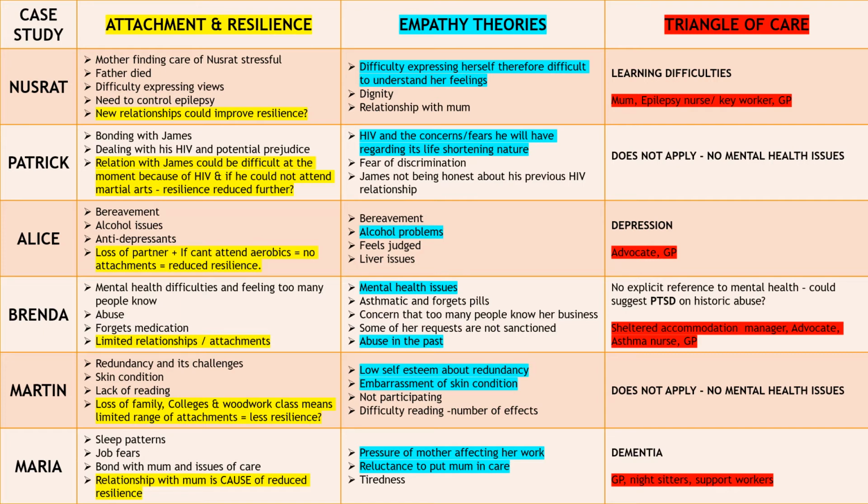this point. However, with Nusrat, Alice, Brenda, Maria, there's clear mental health issues. You can link it, and what I've put in red are the people who you could talk about forming their triangle of care.